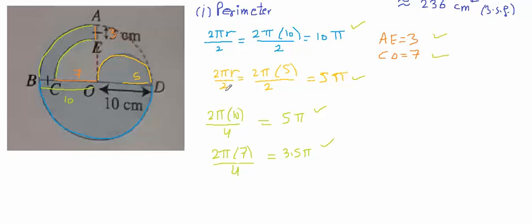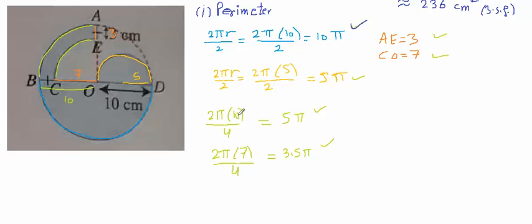First of all, see the semicircle part, this blue one. So it is 2 pi r divided by 2, divided by 2 because it's a semicircle. So 2 pi into the radius 10, divided by 2, which is equal to 10 pi. So this is one. Now this one, this is the semicircle with radius 5, so it will be 2 pi r divided by 2, so 2 pi into 5 divided by 2, which will become 5 pi.